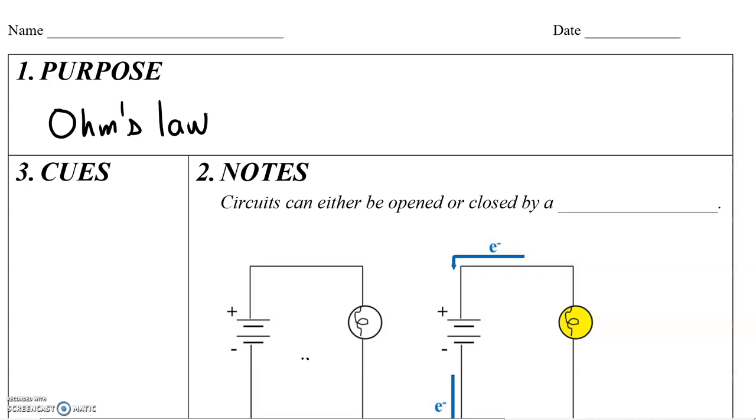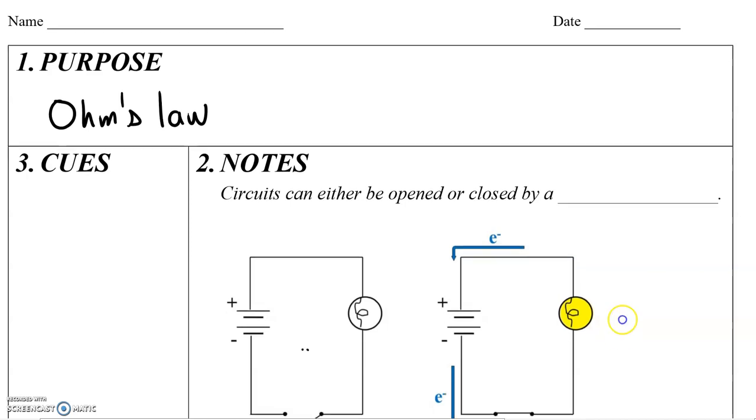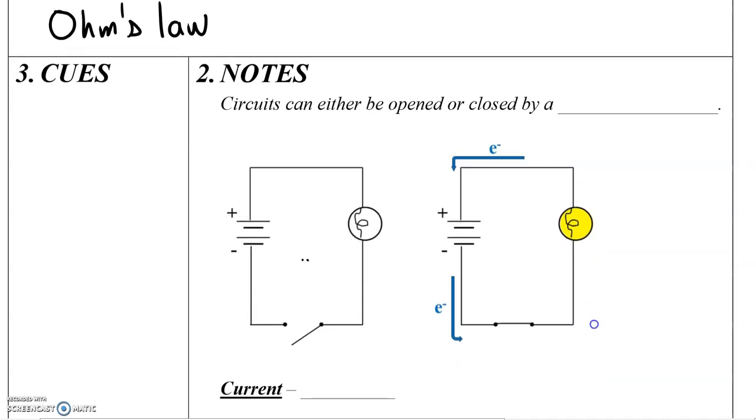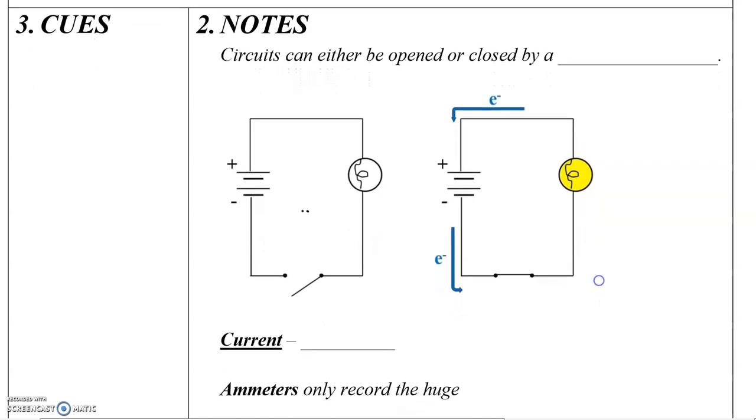We're going to get to the formulas in just a little bit, but we have to do quite a bit of understanding of what the different letters in the formula mean before we can just start calculating. Now there are some things that you'll already know, so this will be a bit of a review and maybe you'll learn some new things. So circuits can either be opened or closed by a switch.